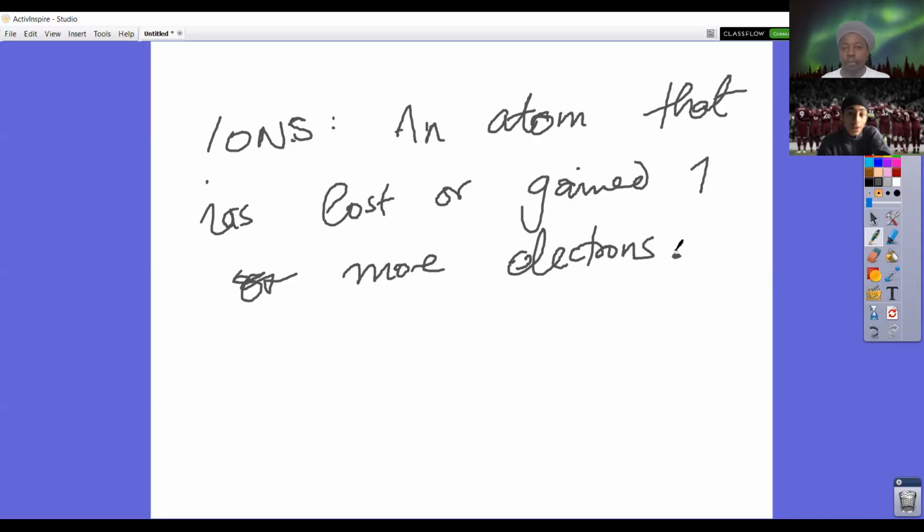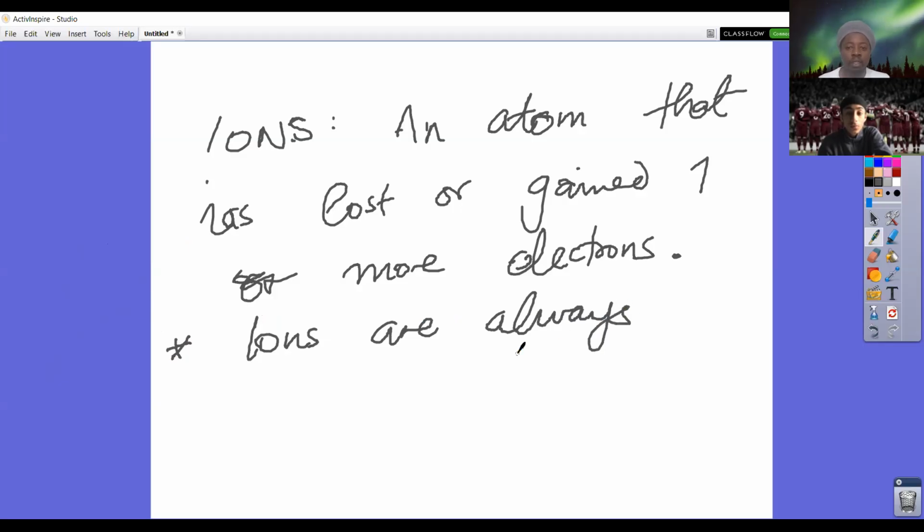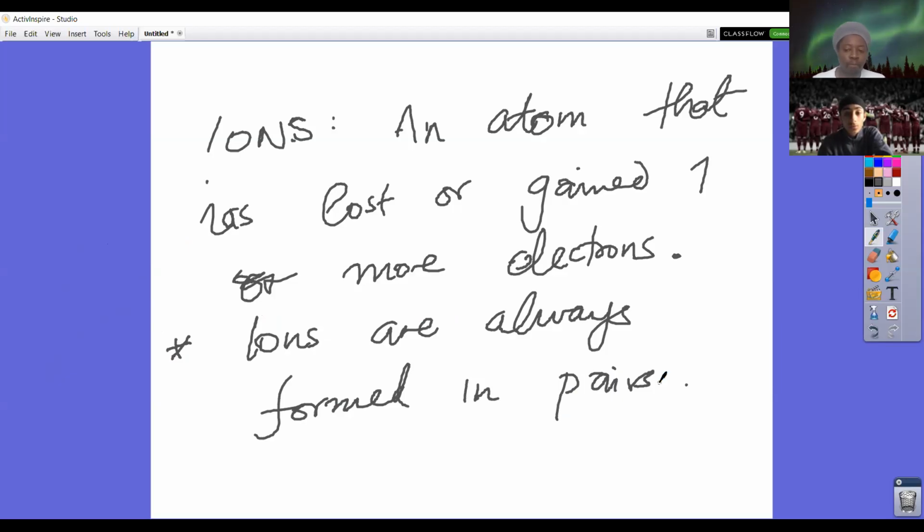A key thing I want to note here, something you're sometimes not generally told, is that ions are always formed in pairs. Why would we expect ions to be formed in pairs? Is it so that they balance each other out? Why do we get ions being formed in pairs? Why can't you just have a positive ion existing on its own?